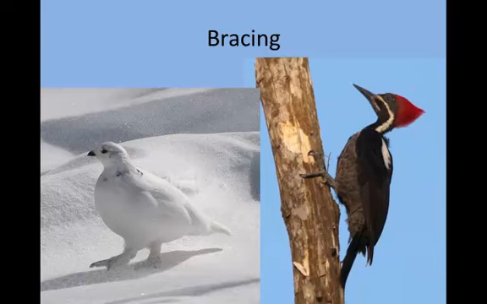And as I mentioned earlier, they can use the feathers for bracing. So that's a pileated woodpecker on the right side, and it's got the tail for bracing. And then on the left, that's a ptarmigan, and it's a bird with big feathery feet, and it braces kind of like snowshoes when it's walking around in the winter. The ptarmigan is actually pretty interesting. In the summertime, it's brown, and then it molts into that white plumage so that it blends into the snowy background.